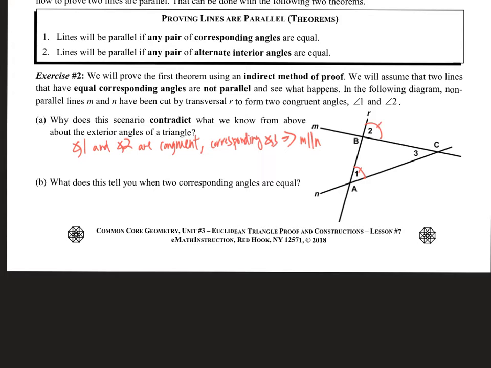Okay, so when I look at angle 2, I notice that it's an exterior angle, and angle 1 is one of the interior angles. So if angle 2 is the exterior angle, then we know based on our exterior angle of a triangle theorem that angle 2 is going to be equal to its two remote interior angles, and its two remote interior angles are going to be angle 1 and angle 3.